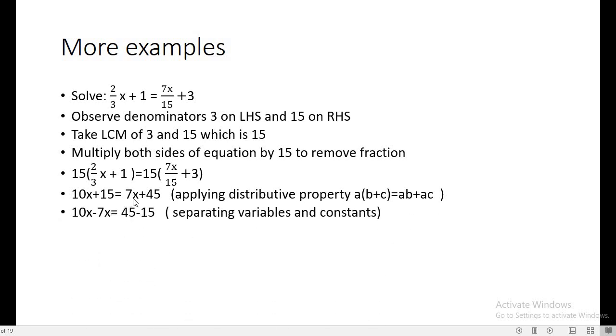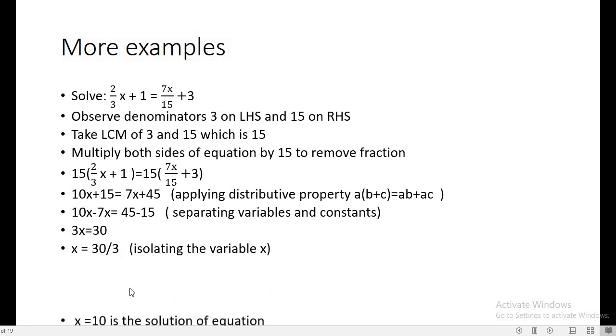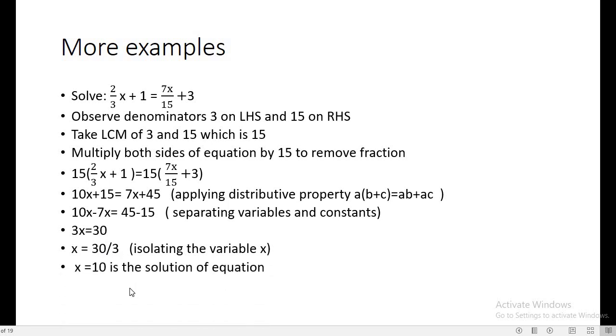Now again the same step, we have to separate the variables. You have to bring 7x to the left hand side and 15 to the right hand side, and there will be a change of sign. Plus 7x becomes minus 7x and plus 15 becomes minus 15. So we have 3x equals 30. Again we have to isolate the variable, so 3 will be transposed to the right hand side, so x equals 30 by 3, hence x is equal to 10 is the solution of the equation.